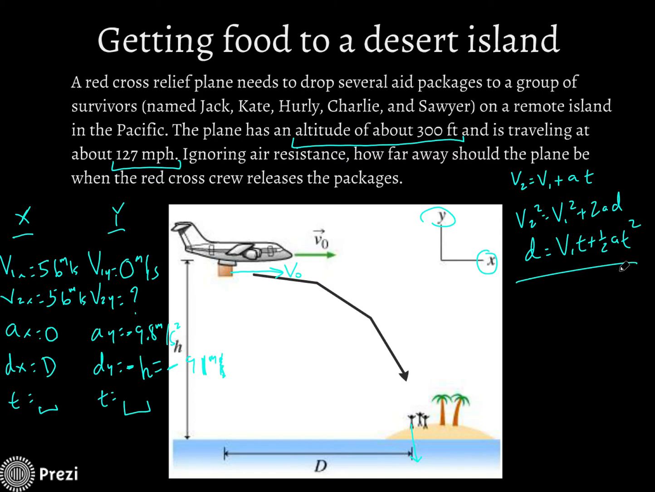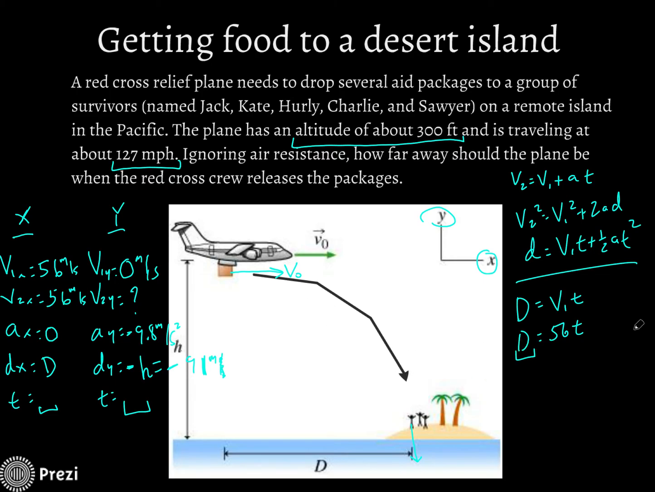Now, to find D, similar to the last example, it would be really useful to use this equation because A is 0. That means that goes away. And so we could just simply translate this into D equals V1T. And we know that V1 is 56, so this is simply D equals 56T. If we just know how long this package is in the air, we know how far away the plane needs to be, D, before we drop it.